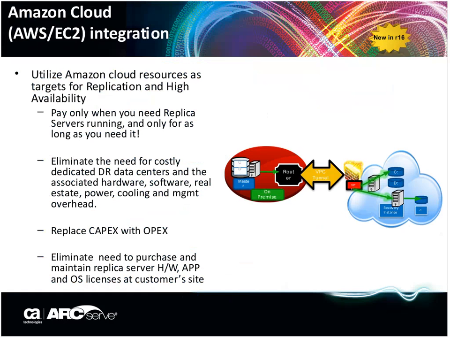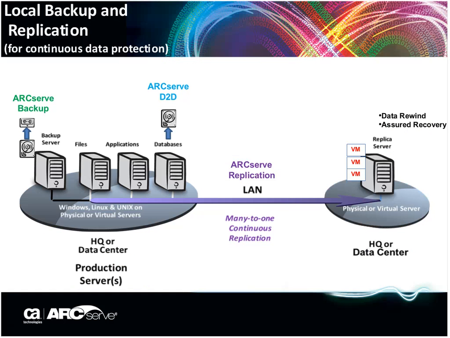The beauty of cloud and the ability to have these cloud connector resources built in is that you pay only when the replica servers are actually running, on an as-needed basis and as long as you need it. It eliminates the need for costly dedicated disaster recovery centers and the associated hardware costs that are often associated with trying to create a similar environment at a secondary location, as well as the procurement of software, the brick-and-mortar location, power and cooling, et cetera. It really replaces that capital expenditure with OPEX, which is a lot easier and more flexible to allocate as necessary. And you don't have to worry about maintaining that hardware and OS, different OSs across the board.